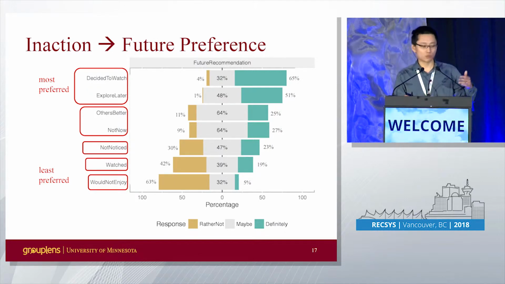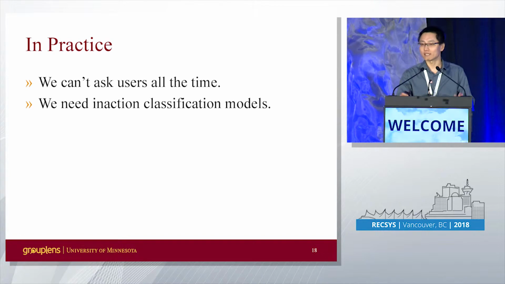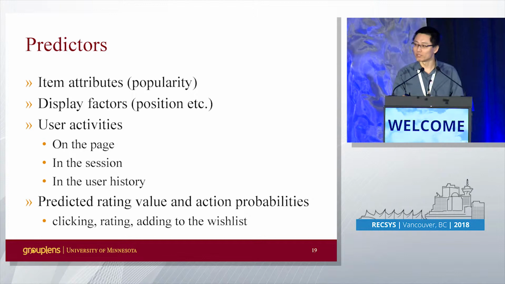If it's decided to watch or explore later, for example the YouTube case, we should definitely keep recommending in the next page views. And if it's would not enjoy, then we'd better stop recommending. But in practice, we don't know. We can't ask users all the time, so we need automatic classification models to tell us. We built one. These are all the predictors we use, from item attributes, display factors, and user activities. We also built sub-models to estimate the user ratings and action probabilities.